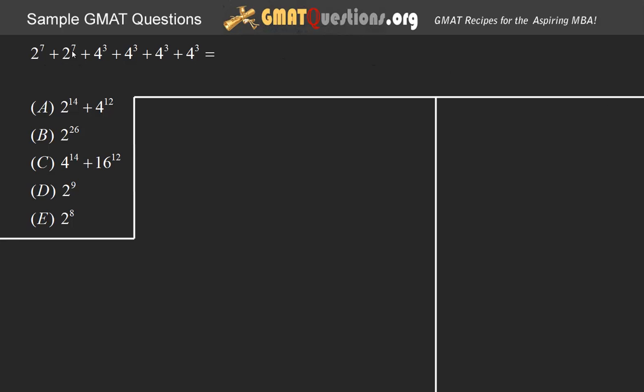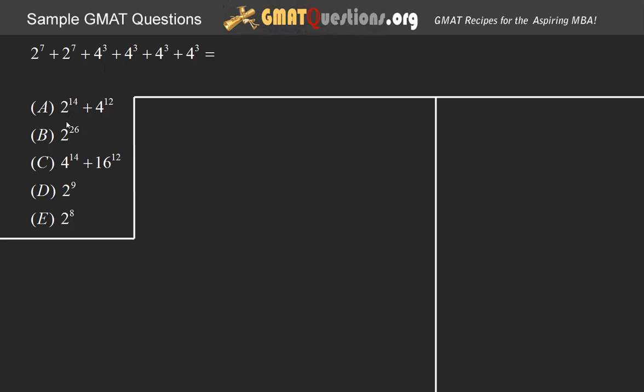2 to the power 7 plus 2 to the power 7 plus 4 cube plus 4 cube plus 4 cube plus 4 cube is equal to which of the following here? As you can see in the answer choices, we have powers of 2, we have also powers of 4. I would go with powers of 2 here to solve the question. I'm going to turn everything into powers of 2, and then, if necessary, at the end, go back to powers of 4, or just stay right there.